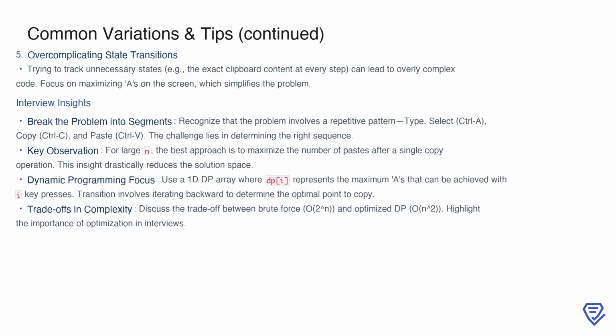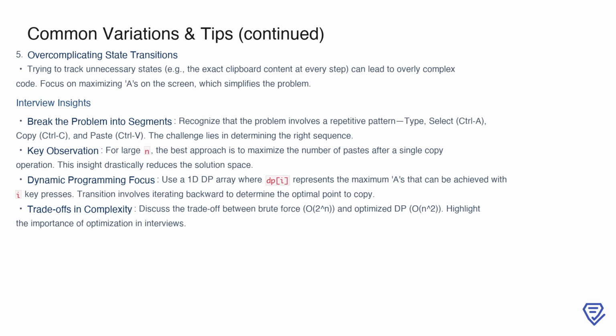Another challenge is overcomplicating state transitions. For example, tracking excessive details like the exact clipboard content at every step can make your code unnecessarily complex. Instead, focus solely on maximizing the number of A's on the screen. Simplifying the state makes the problem more manageable. A key insight to keep in mind is that the problem involves a repetitive sequence of operations: type, select, copy, and paste. The real challenge is figuring out the most efficient order and timing of these operations.